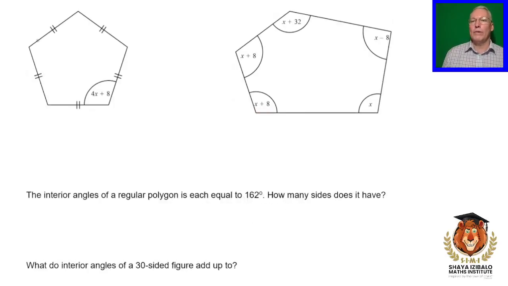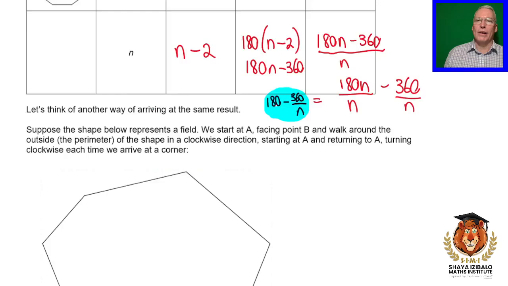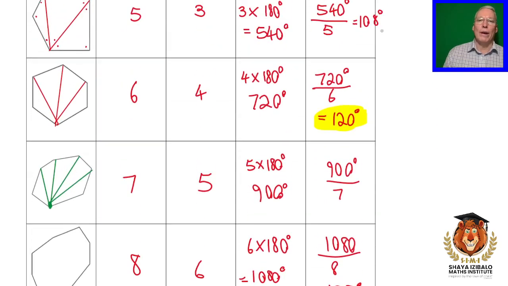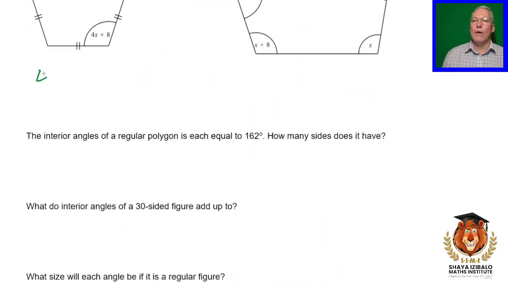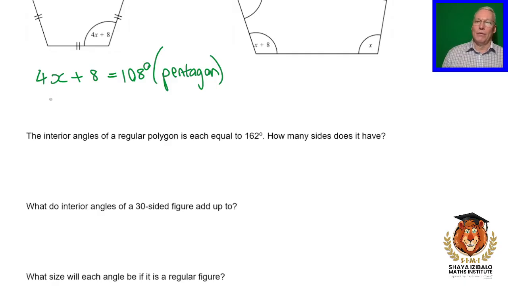Okay, so what we've got here is a 1, 2, 3, 4, 5-sided shape, all right? And we know that for a 5-sided shape, if we go back to our table, each angle is 108 degrees. So for this one, we know that 4x plus 8 is 108 degrees. I'm just going to write here pentagon. So now we can solve this. Subtract 8 from both sides. 4x is 100. Divide both sides by 4. X is 25 degrees.